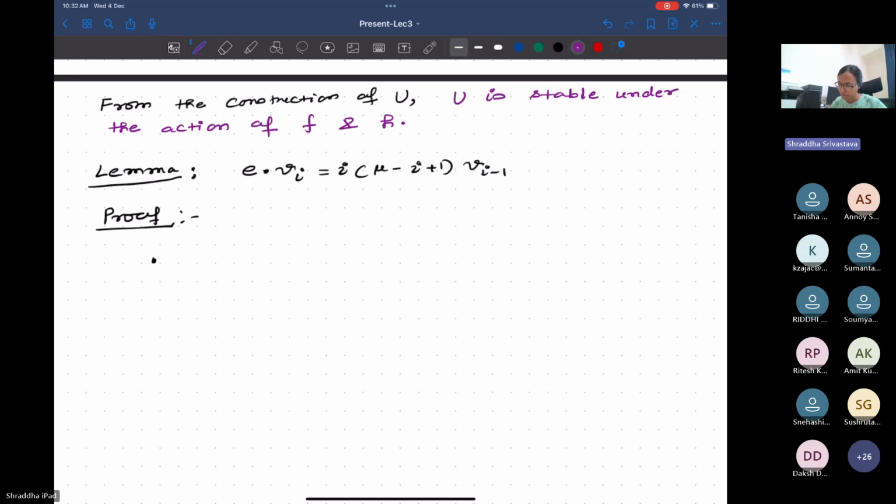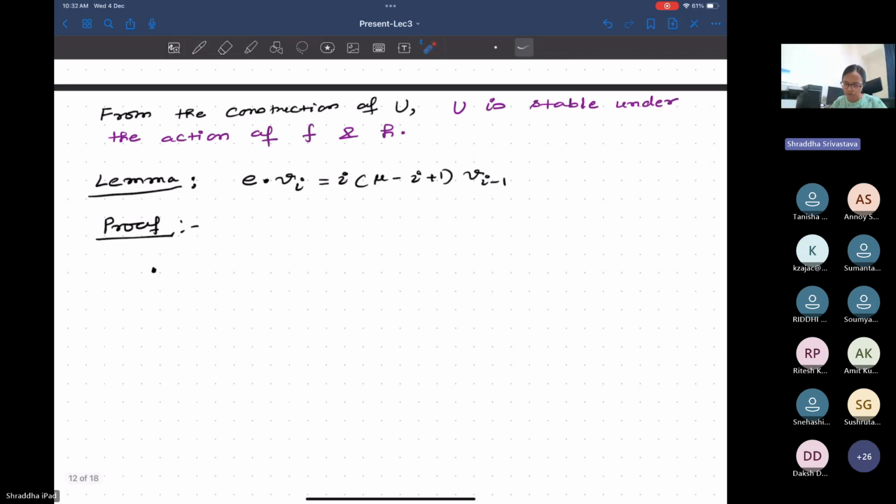So from the construction of u, u is stable under the action of f and h. So let us find how E acts on those vectors. E dot vi, what is that? The answer is already written here, but let us see why it is the case. First of all, you already know that E dot v0 is 0, so nothing to do. Now let us see what it does to a basis vector.